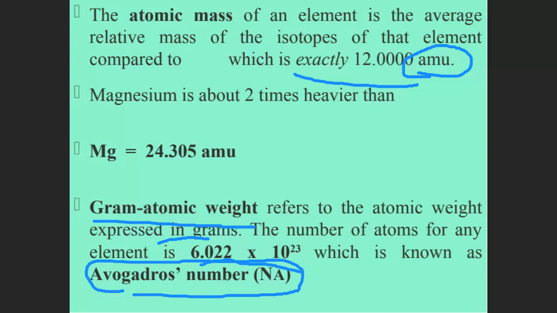So now if we ask you the relative mass, you need to use the atomic mass, and you need to use this unit. But when we are talking about the quantitative gram atomic mass, then we will say that this refers to the atomic mass or weight in grams, but the number of atoms must contain this number, and this is called the Avogadro number. And this is nothing, this is just a number.